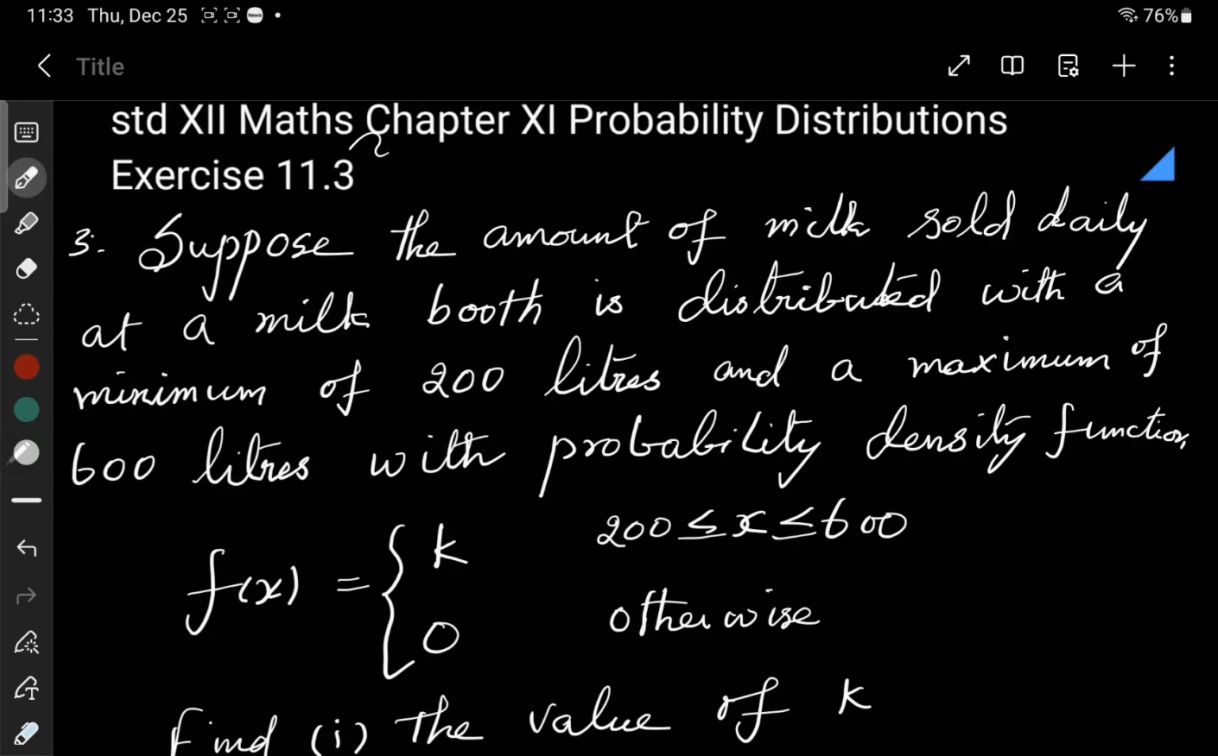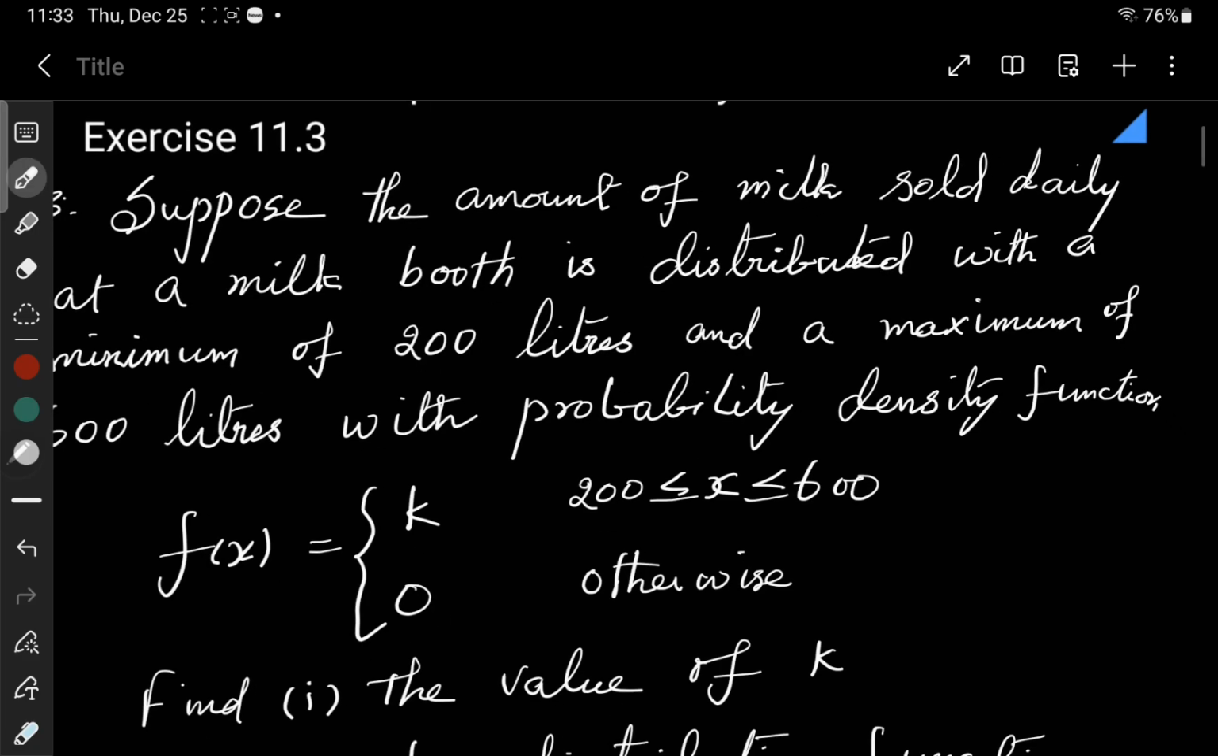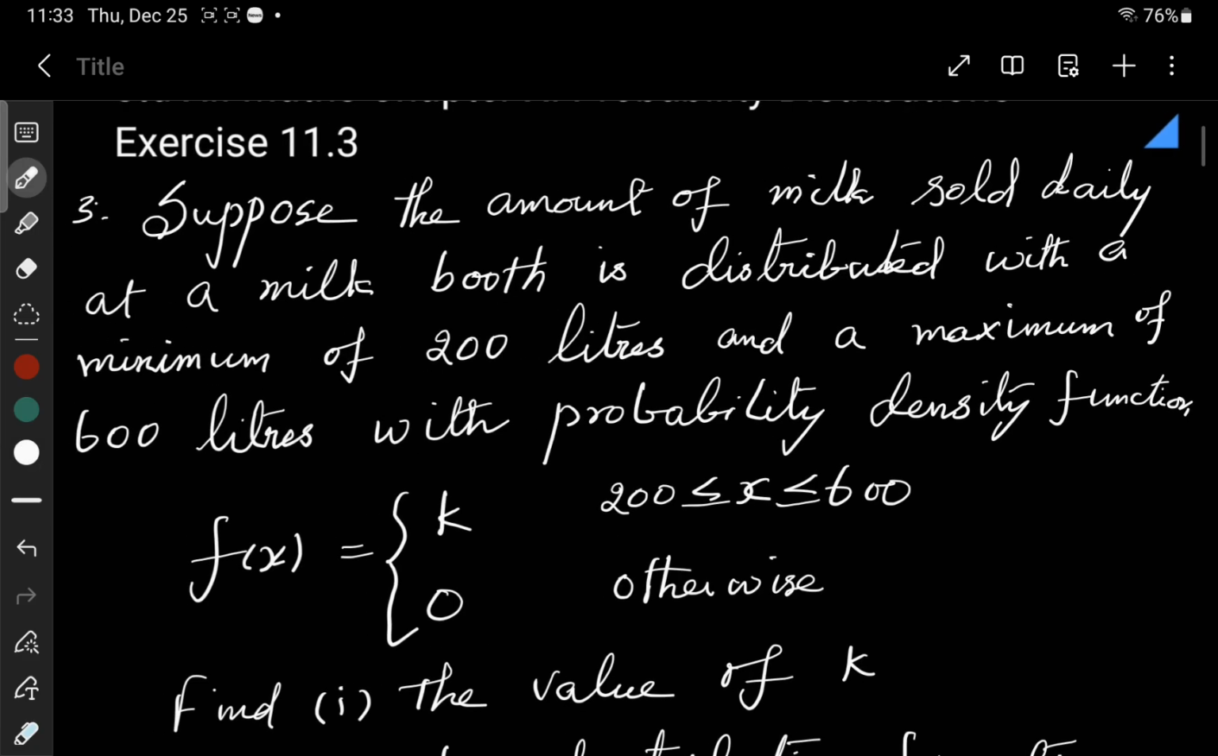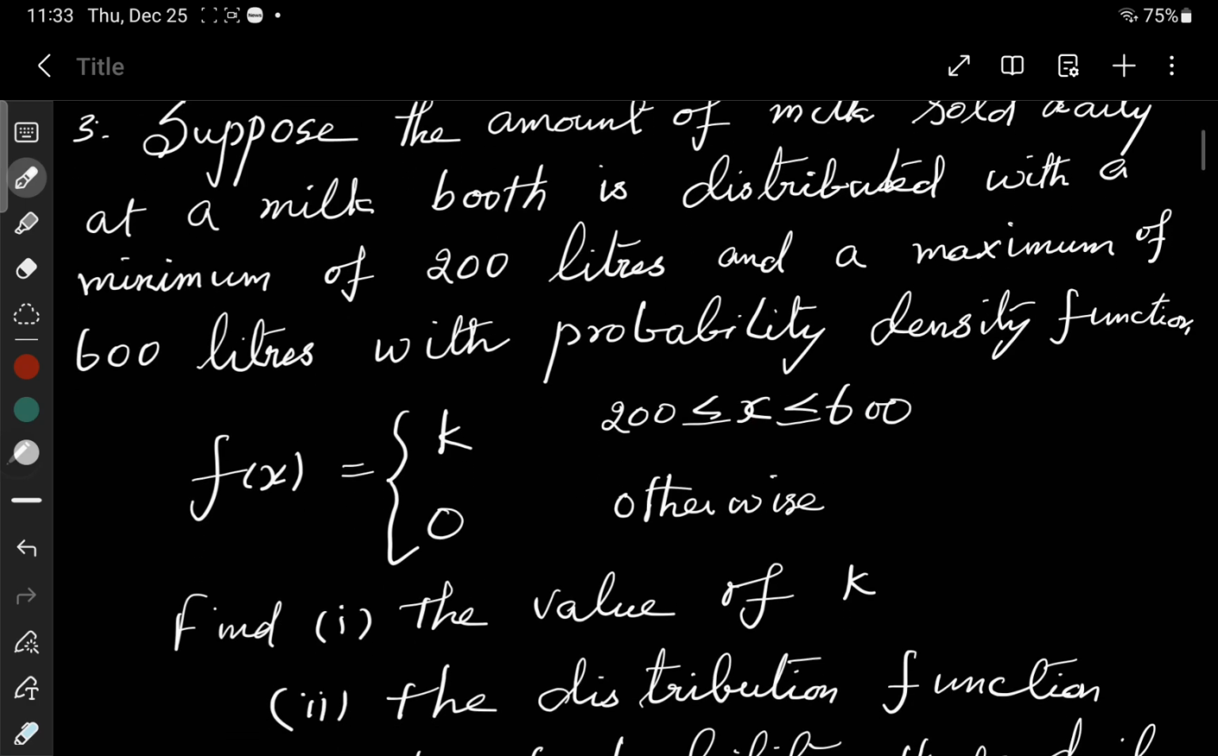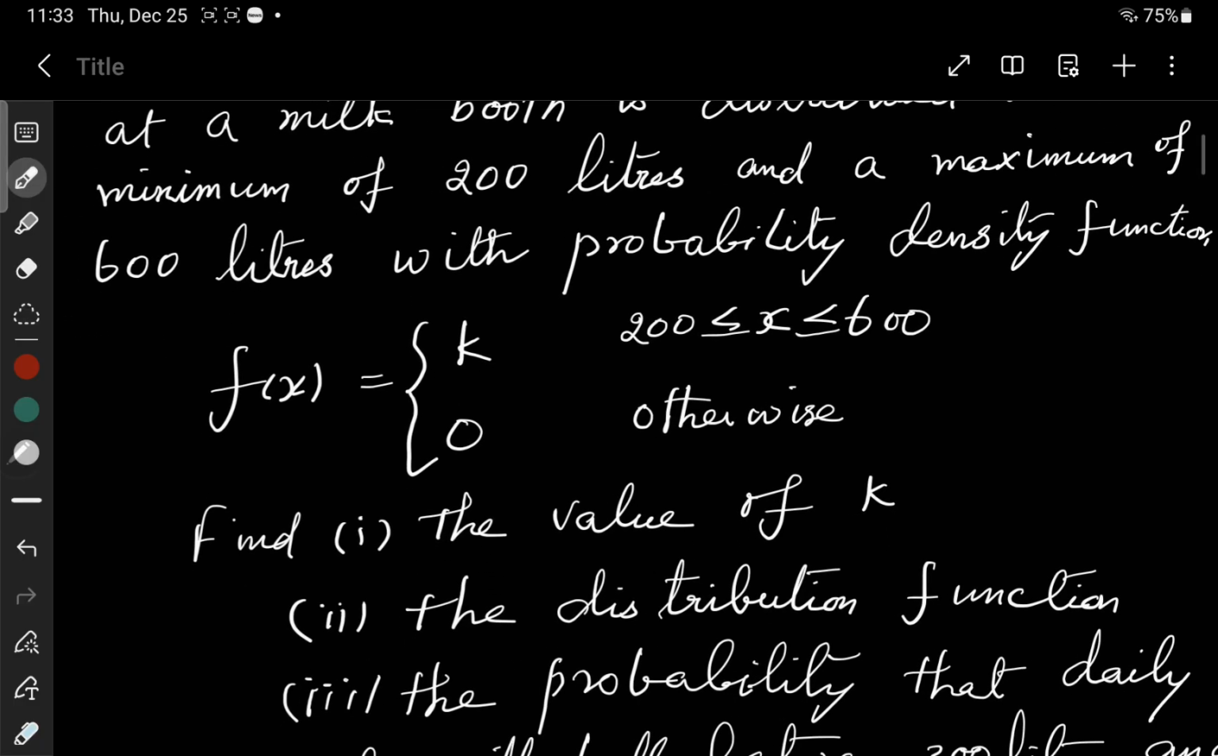See Standard 12th Maths, Chapter 11, Probability Distributions, Exercise 7.3, third sum. Suppose the amount of milk sold daily at a milk booth is distributed with a minimum of 200 liters and a maximum of 600 liters with probability density function. The density function small f of x is defined as k for x lies between 200 to 600, 0 otherwise. Question: find the value of k.